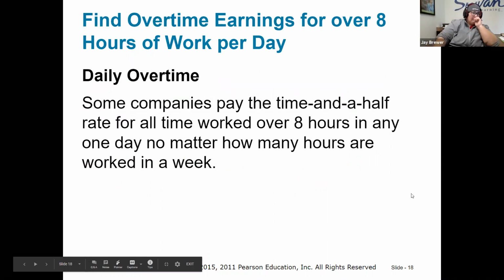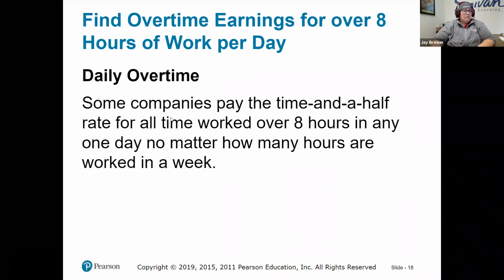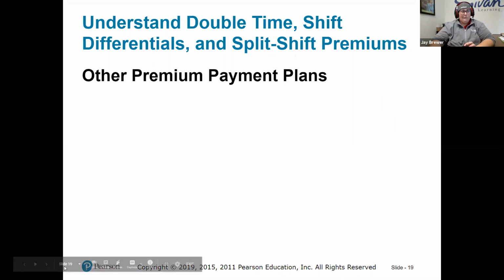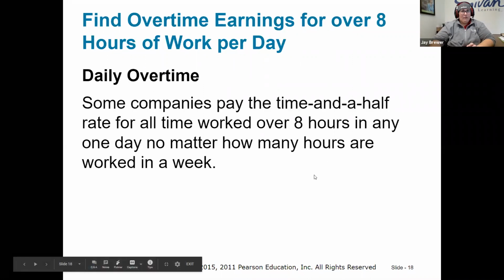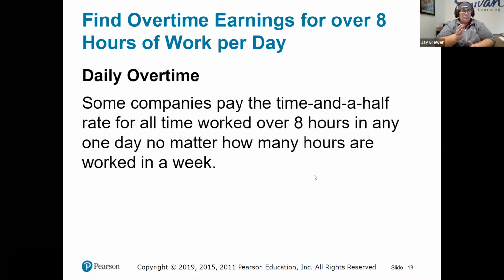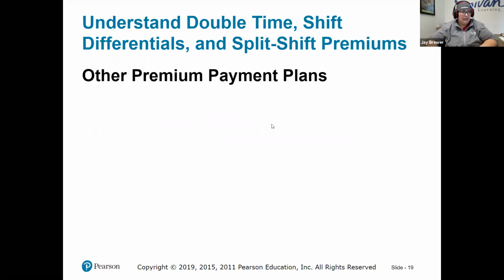All right. Find overtime earnings for over 8 hours of work per day. Some companies pay the time and a half rate for all time worked over 8 hours in any day, no matter how many hours are worked in the week. That's kind of nice because, let's say you work 42 hours where normally you would only get 2 hours overtime. You also get 2 hours overtime if your day is 10 hours instead of 8 hours. So there are different ways to get overtime.